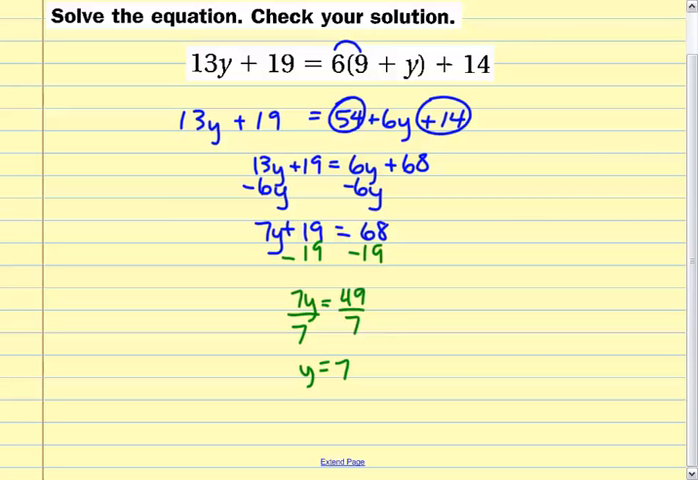Now it says check our solution. So when I check my solution, I'm going to write the same thing again, except I'm going to put parentheses for where the variable is. So it's going to be 13 parentheses plus 19 is equal to 6 times 9 plus parentheses plus 14. Okay?